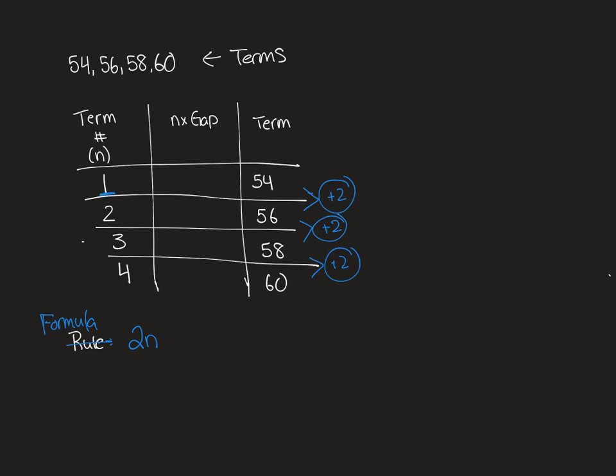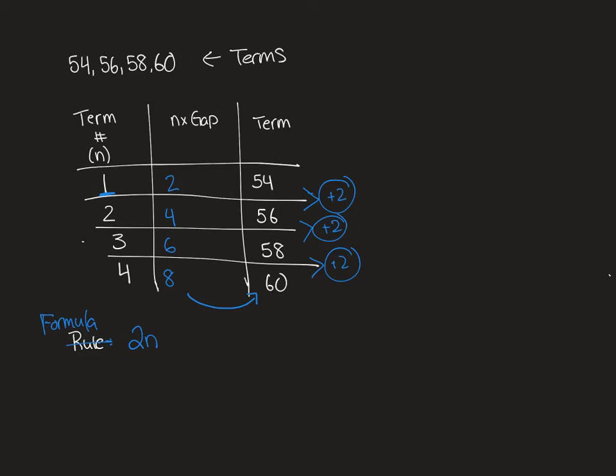So my first n is 1. So 1 times my gap, which is 2, is 2. 2 times 2 is 4. 3 times 2 is 6. 4 times 2 is 8. Okay? Now we have to figure out how to get from the second column to the third column.